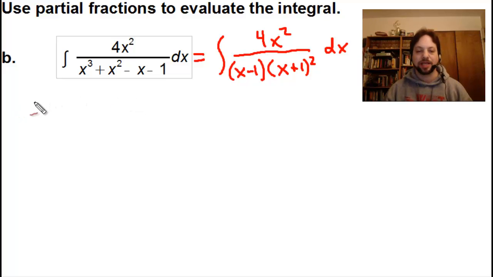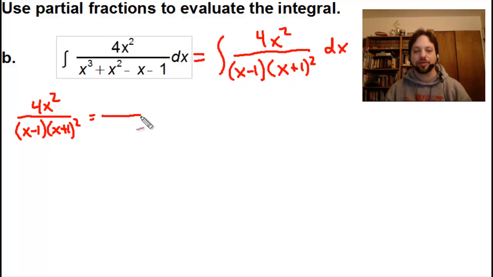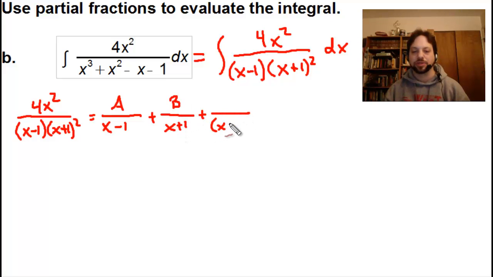However, that being the case, we can set up our partial fraction decomposition. If I rewrite this on the left side, remember each one of these linear factors and the repeated linear factor are going to get their own constants. So here's x minus 1 with its constant. Here is x plus 1 with its constant. And finally, here is x plus 1 squared, the repeated linear factor, with its own constant.